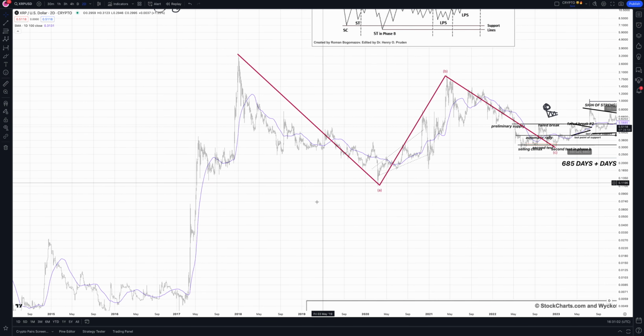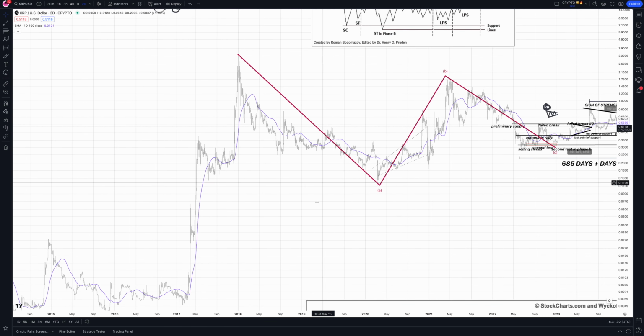So it hasn't really had a real run up for 2,700 days, because this March 2020 to 2021 move up was just a B wave. This was a corrective wave, not an impulsive one. Now that this ABC correction is done, we're ready to start our impulsive move to the upside.